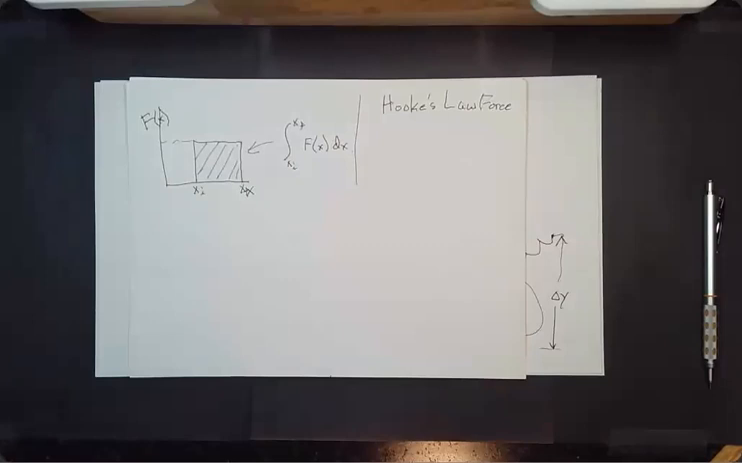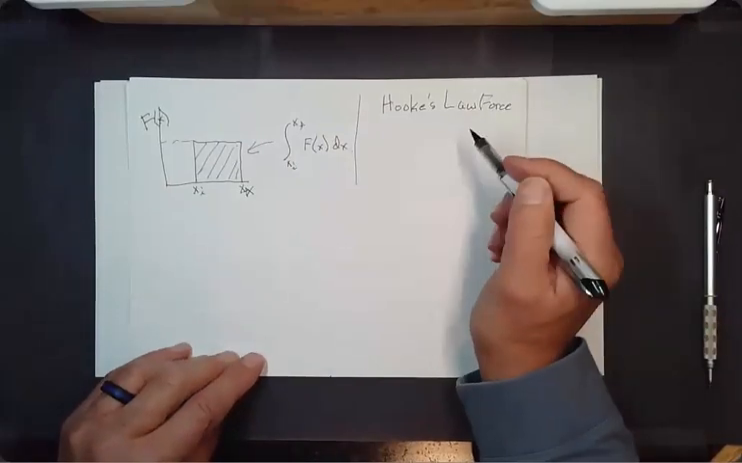Robert Hooke was a contemporary of Isaac Newton's. The two did not get along well. Newton was kind of a jerk at times, and he made fun of Hooke's short stature. He wasn't very tall, and among other things.